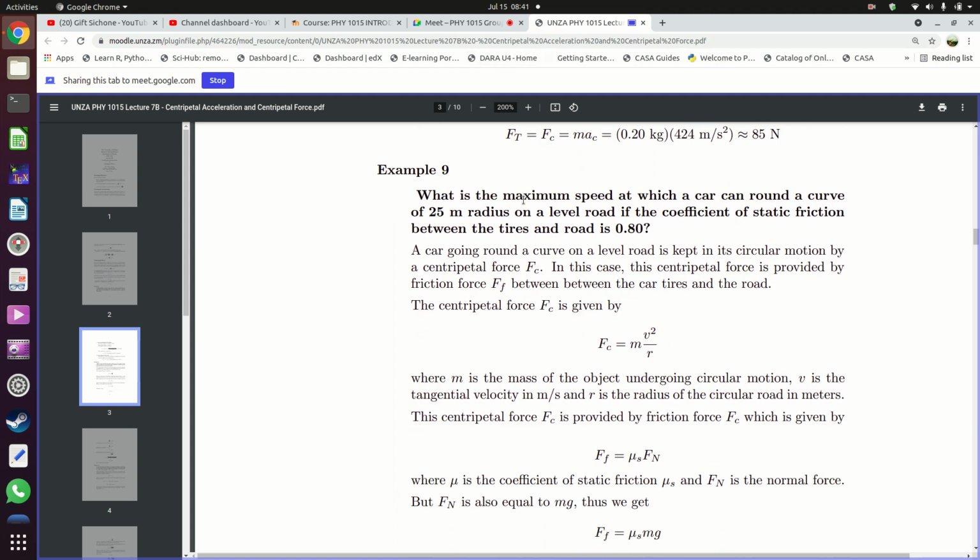Next example. What is the maximum speed at which a car can round a curve of radius 25 meters on level ground if the coefficient of static friction between the tires and the road is 0.8? Now, this example has got something very, very important. It's talking about the maximum speed at which you can go around a curve.